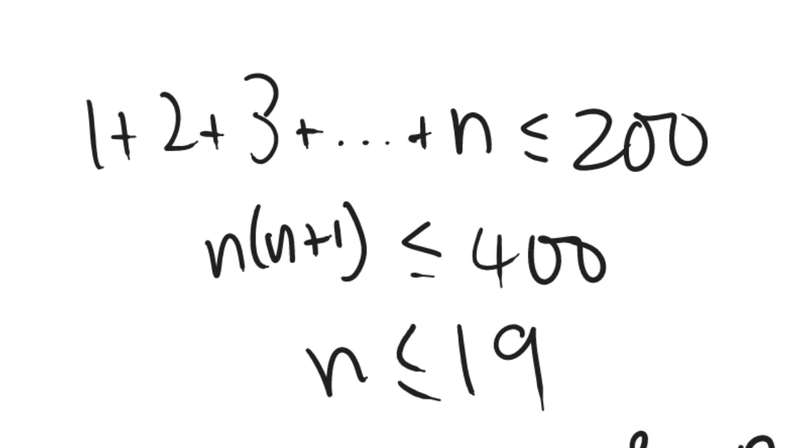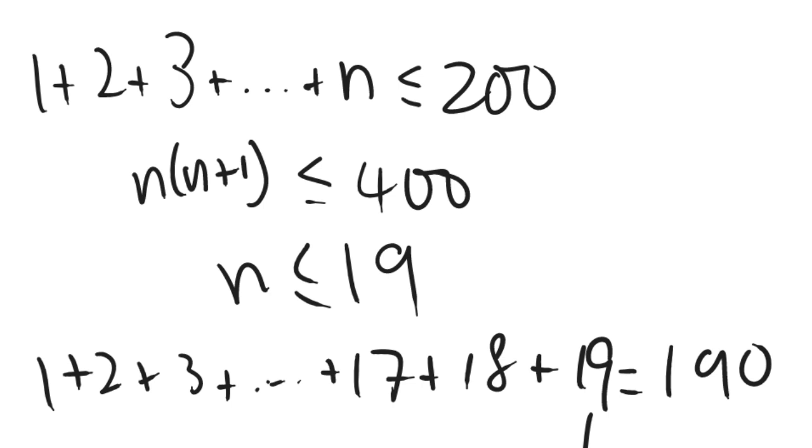So n is at most 19. You don't have to solve a very complicated quadratic inequality. Sometimes you can just estimate. So here n is less than or equal to 19. That means you can have at most 19 people. If there were 20 students, the total number of seashells would be at least 1 plus 2 plus 3 until 20, which exceeds 200. So by this we prove that 20 doesn't work. But why does 19 work?